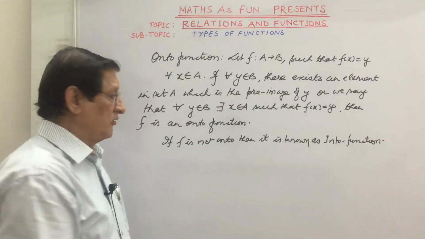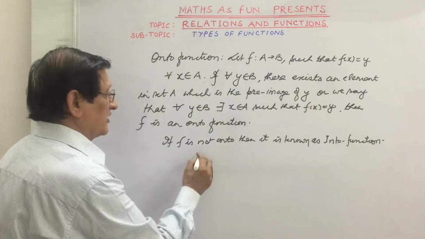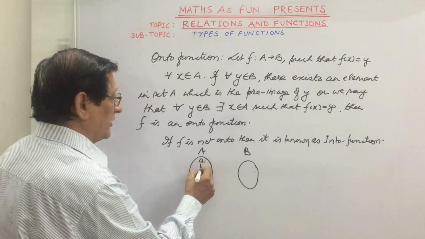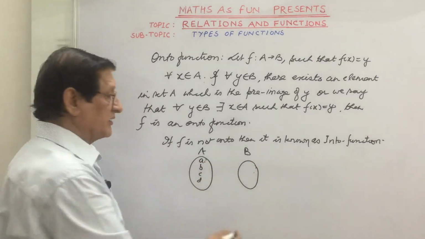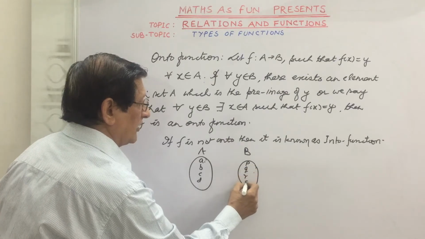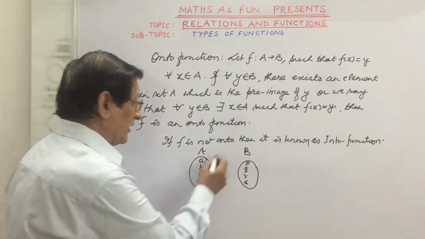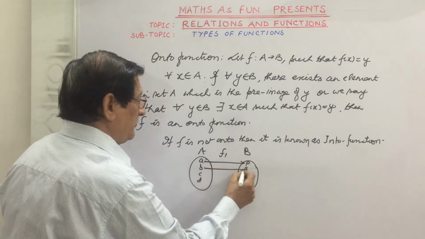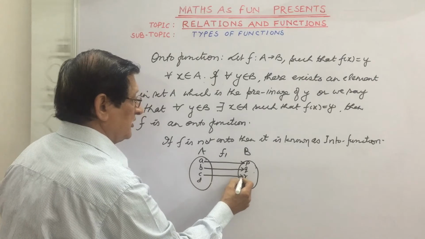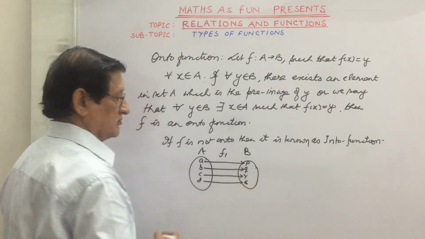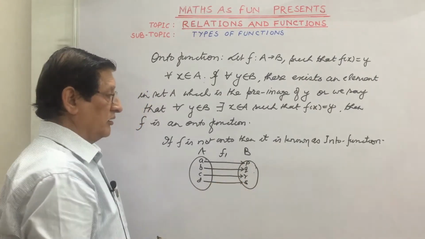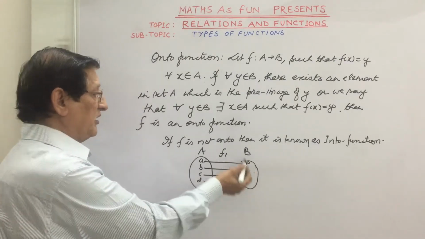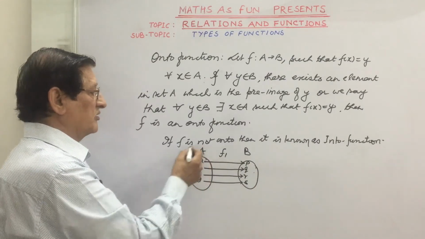Let's learn it through the Venn diagrams. Suppose there is a set A, another is set B. The elements in set A are a, b, c, d, and that in B are p, q, r, s. And f1 is a function, then a is related to p, b to q, c to r, and d to s. Then we say it is onto function because every element of B has its pre-image in set A.